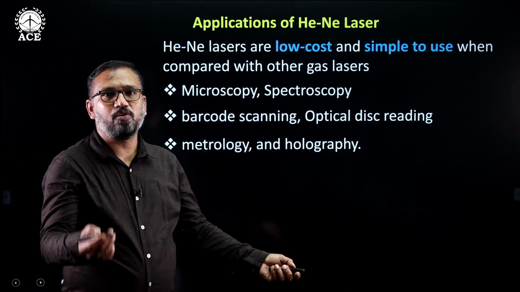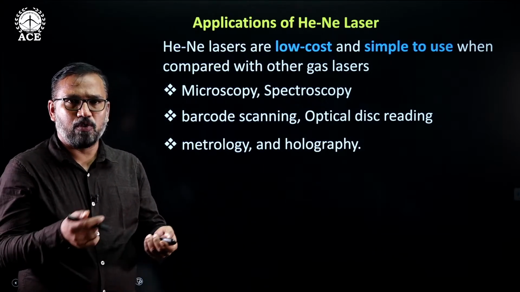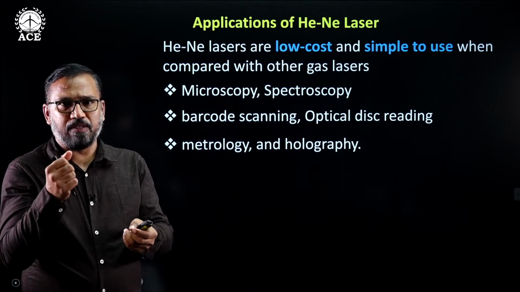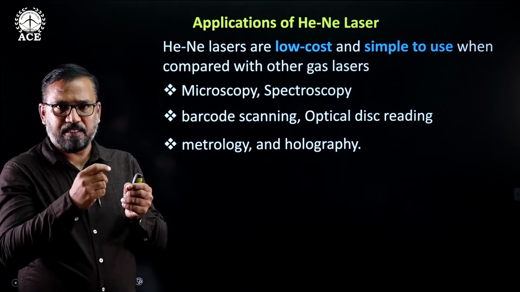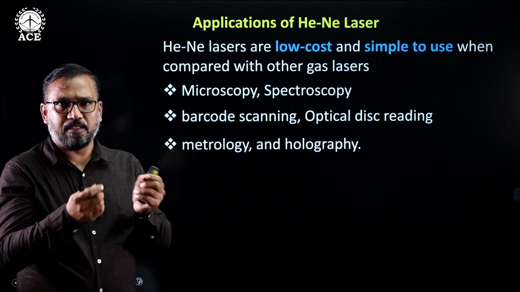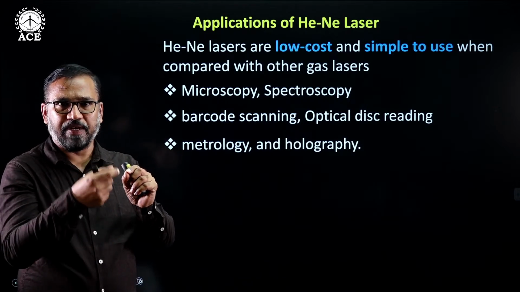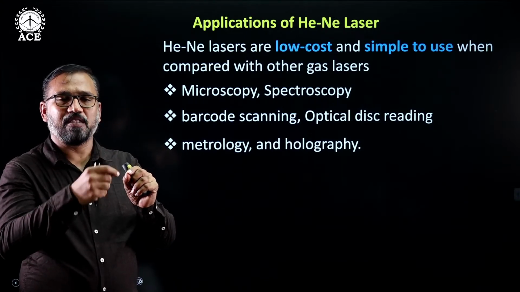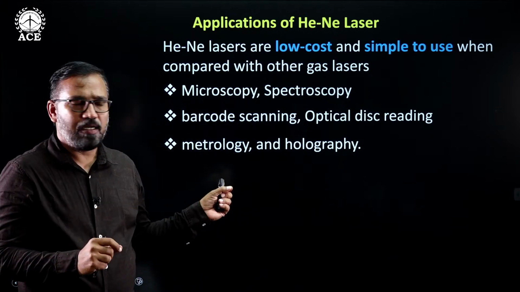Barcode scanning. Generally, you see in shopping malls and various places, we use barcodes to read the data. For example, a book has a barcode on it that gives the information. A chocolate has a barcode on it. A garment or a necklace will also have a barcode. They scan that, and it gives complete data: how much weight it is, how much it costs, everything. So the barcode can be read with the help of helium-neon lasers.